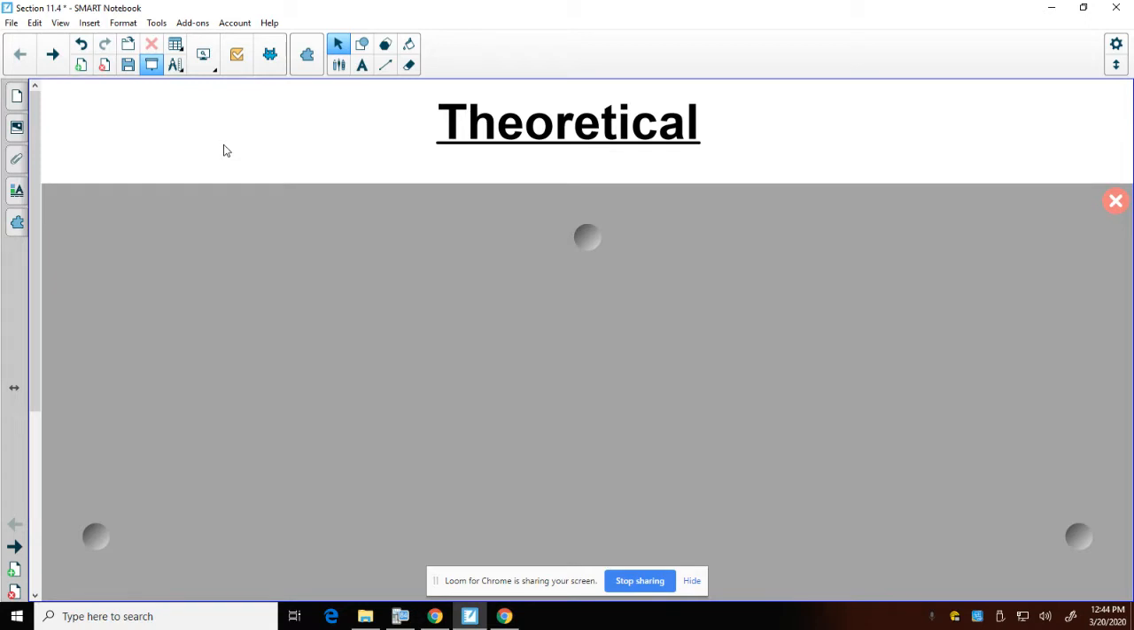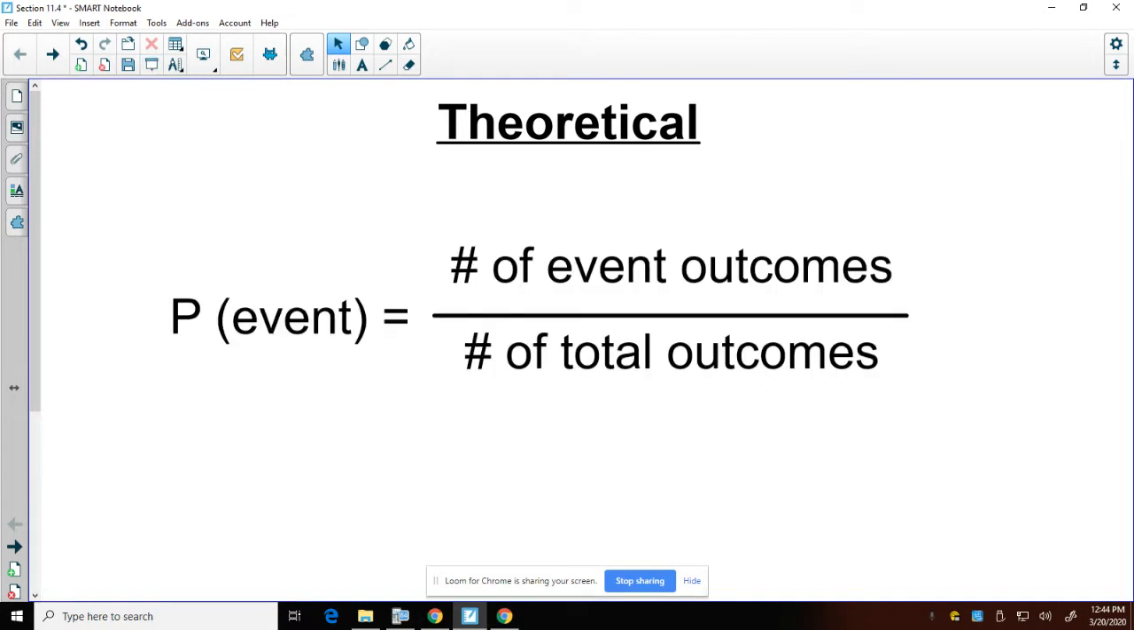So theoretical probability, this is what it looks like. A little bit of new notation. You have a P, and then you have a parenthesis with the event, whatever the event might be. You'll understand that here coming up. But how we do theoretical, it is the number of event outcomes. So what we want to happen, how many different ways can that happen? See, there's kind of a counting technique right there. How many ways can the event happen over the total number of outcomes, okay?